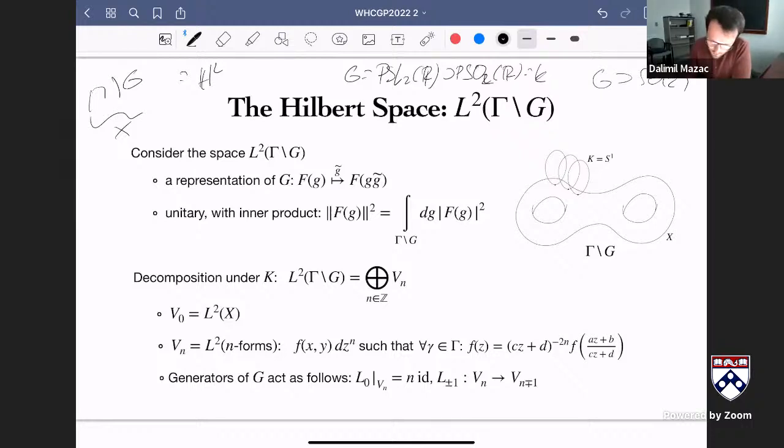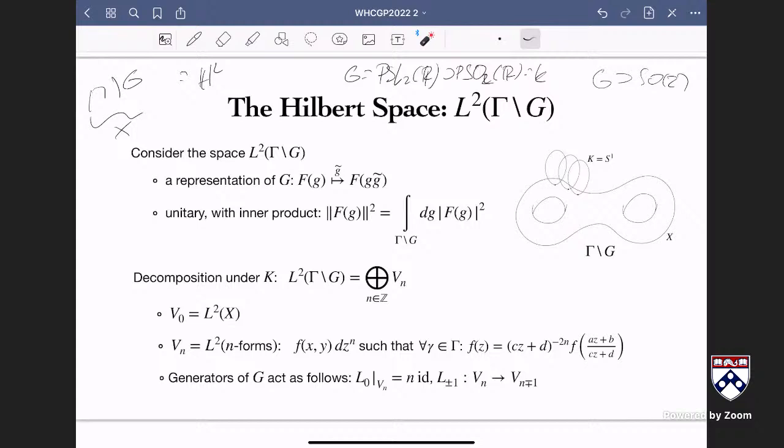So yeah, the big picture is here. X is the hyperbolic surface, and then there's this extra circle now. Putting in the circle is just to clarify the geometry. This circle bundle is the unit circle bundle in the tangent bundle of the surface.